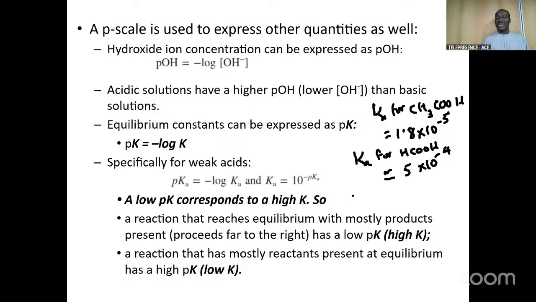Now, pKa for acetic acid will be equal to minus log to base 10 of Ka of acetic acid, 1.8 to the power of minus 5. I'm trying to use this to illustrate an important point. Let's quickly do that together. You bring out your calculator. I have mine with me.